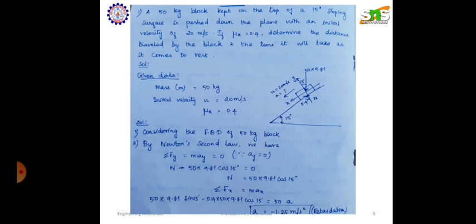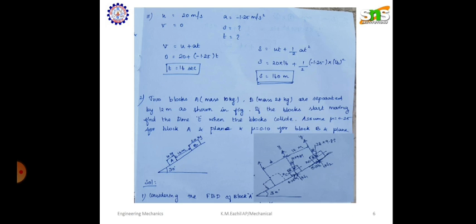Velocity u is equal to 20 meter per second, a is equal to minus 1.25 meter per second square. To find the time taken, we have to substitute in the equation v is equal to u plus at. The v value is 0, the final velocity will be 0, the initial velocity is 20 meter per second and the retardation is minus 1.25. The time taken will be 16 seconds.